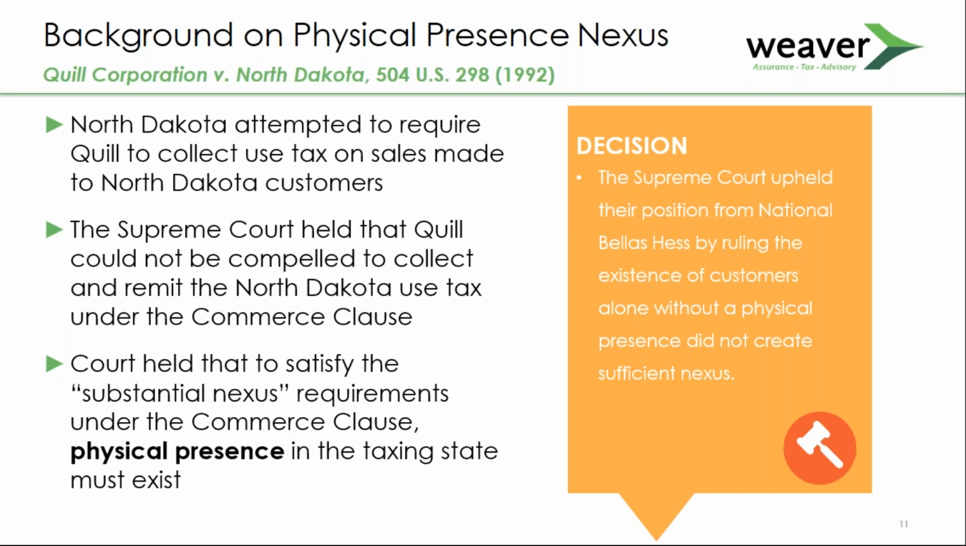Quill said, we don't care, we don't have a physical presence in the state, and we're not going to collect the use tax. So North Dakota filed an action to require Quill to collect the tax effective in 1987. The trial court originally ruled in Quill's favor, finding it indistinguishable from National Bellas Hess. However, the North Dakota Supreme Court reversed because they stated that both the economy and law had changed and it's inappropriate to follow National Bellas Hess. So Quill appealed to the U.S. Supreme Court. The U.S. Supreme Court found that the bright-line physical presence standard was required to prevent undue burdens on interstate commerce and therefore reaffirmed the test under the Commerce Clause.